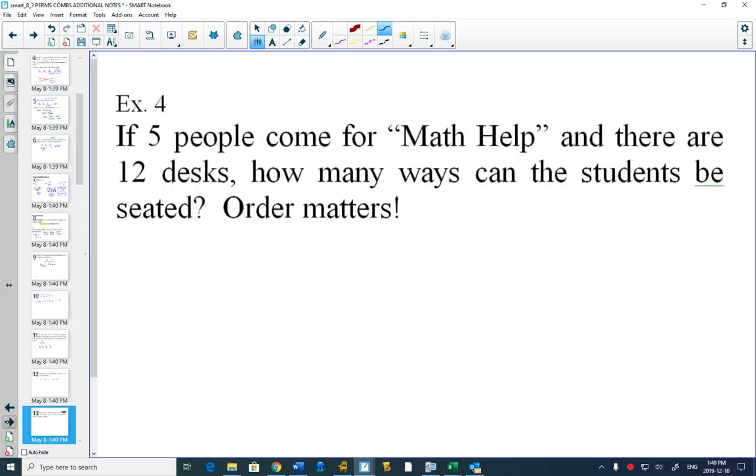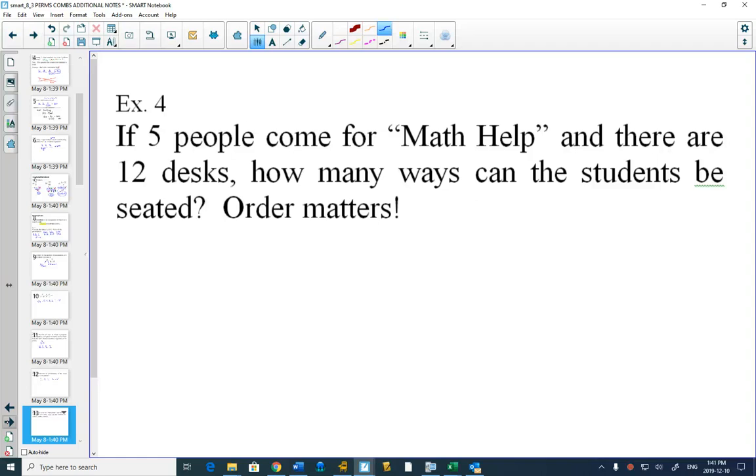But this will lead into, and I'll do this question first, and then we'll get into the one that it leads into. 5 people come for math help, and there are 12 desks. How many ways can the students be seated? The order matters. Now, this is the first time that a permutations question and your thinking clash with each other a little bit. Okay? This is a spaces question. The number one thing that causes people problems on this is that you have to decide how many spaces you're going to put, and then you can put numbers into those spaces.